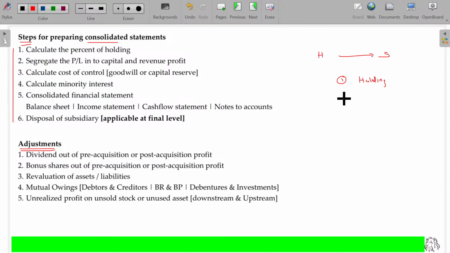Second step, in S company they have the profits and losses, right? The profits and losses are going to be segregated into capital profit as well as revenue profit. Capital profit: when you are making any payment for purchasing the share, you will make the payment for the share price, and not only for the share price. Any profit accumulated is supposed to be distributed. For that also you will make a payment.